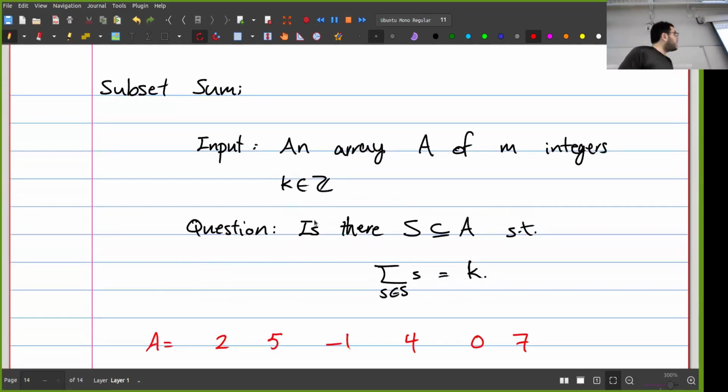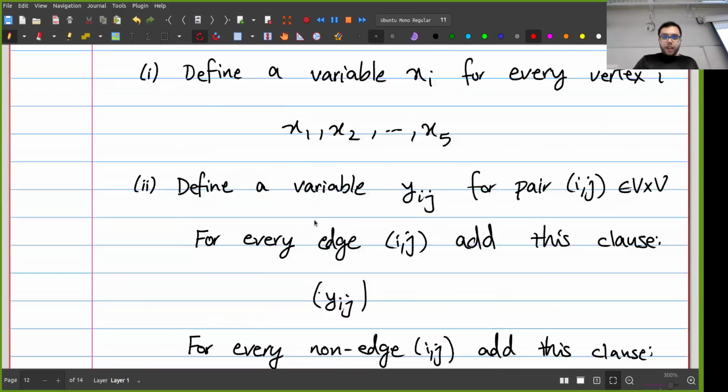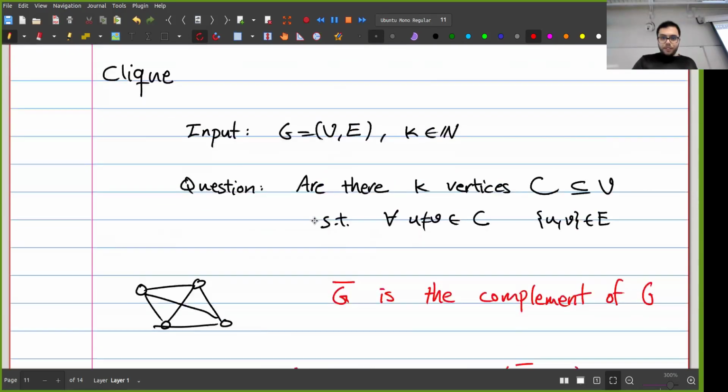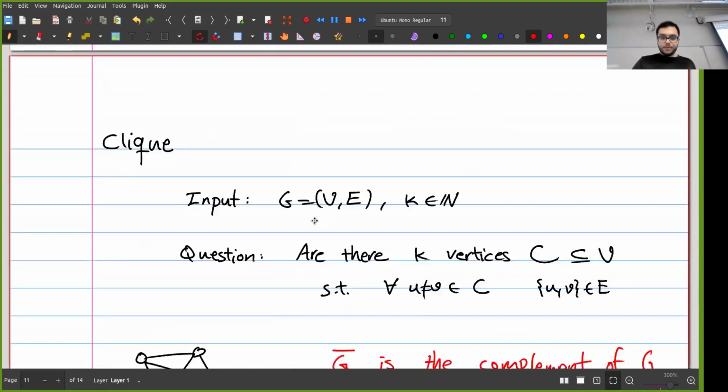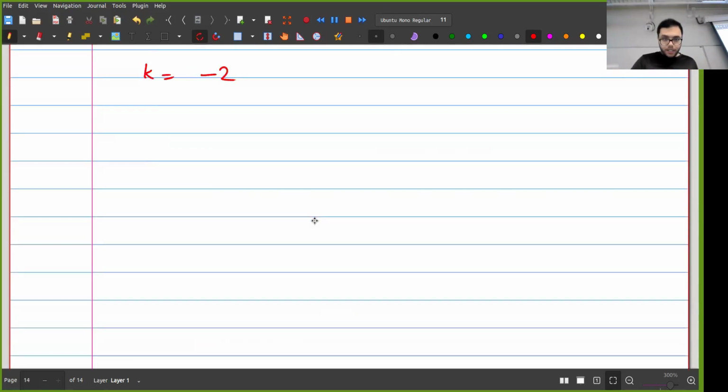And I'm claiming that this problem is also NP complete. Again, it's in NP because if an answer exists, I can give you the answer and you can verify in polynomial time that it's the correct answer. Okay, so it's in NP. But how do we find a reduction from 3-SAT? I cannot find that thing.